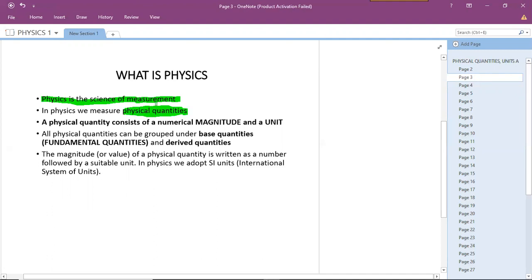And what are you measuring in physics? Those things that you're measuring are known as physical quantities. So practically, a physical quantity is just a measurable characteristic of that object. So in physics, we measure physical quantities. And these physical quantities are measurable characteristics of a given object.